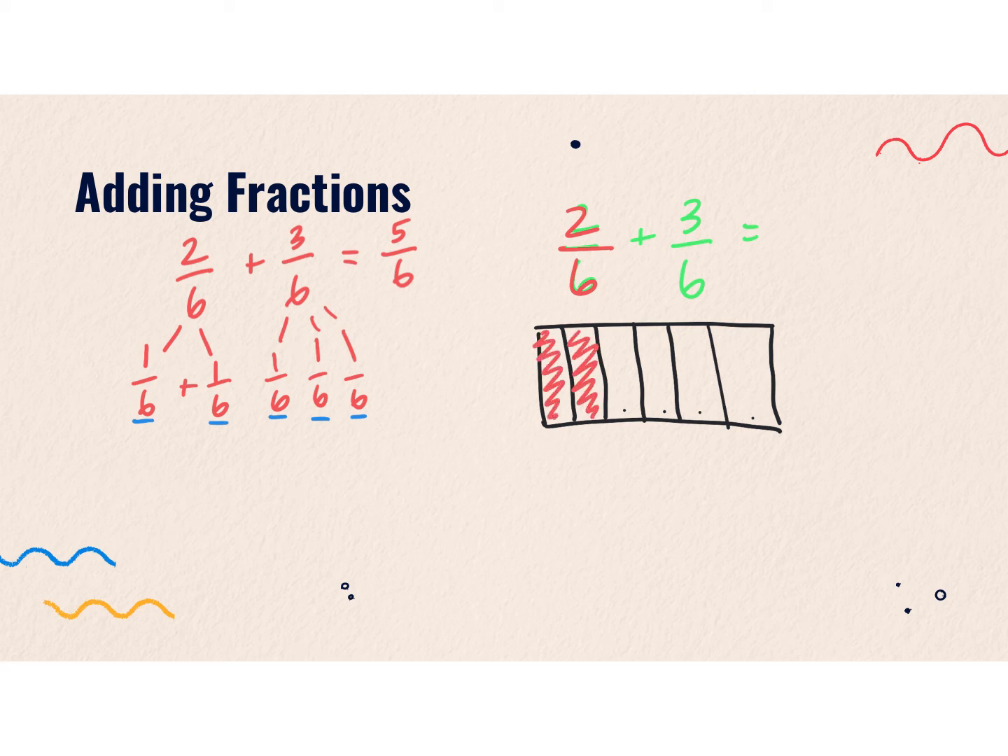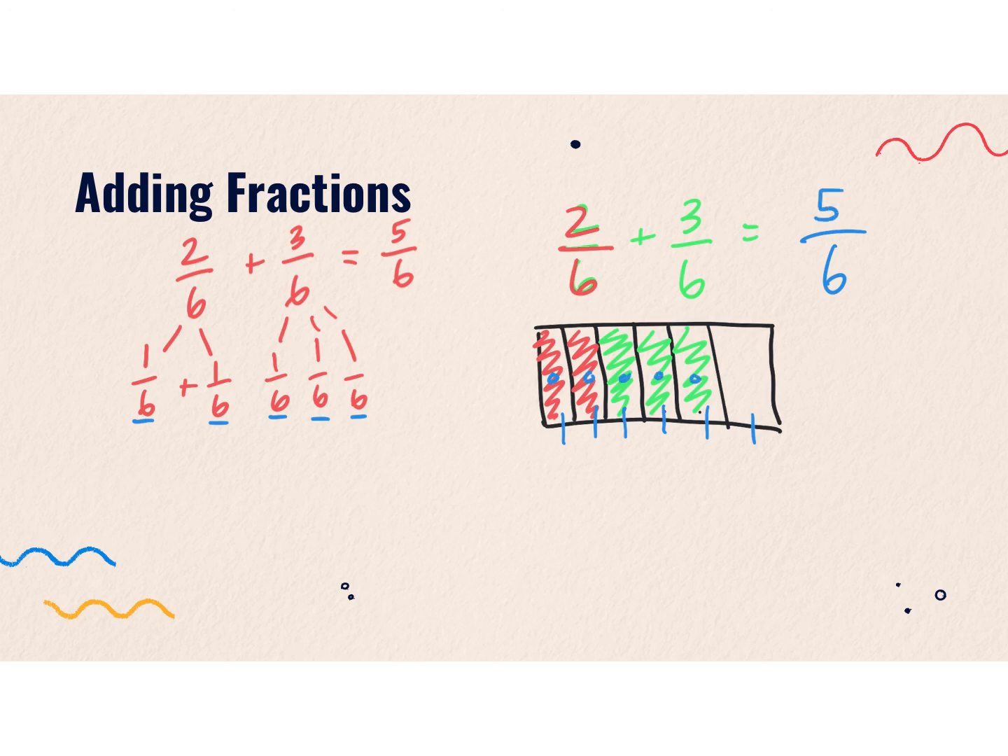Now I'm going to add in these 3/6. 1, 2, 3. And what is my new fraction? I count that by figuring out my denominator, which is 1, 2, 3, 4, 5, 6, because that's the total number of pieces. Then I count how many are shaded. 1, 2, 3, 4, 5. And 5/6 is the answer.